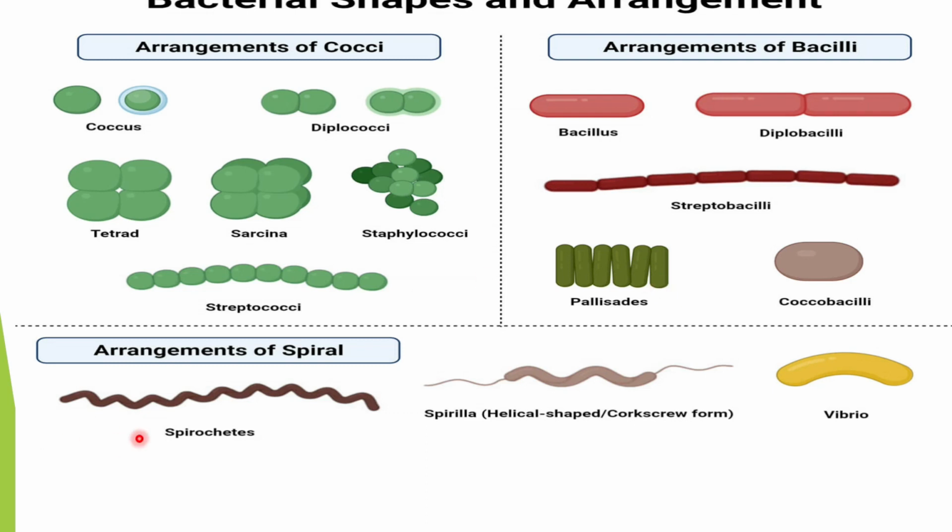Coming to the spirilla, these bacteria are spiral or helical in shape. Based on the thickness, flexibility and motility of the cell, spirilla are again divided into spirochetes and spirillum. Examples for spirochetes are Leptospira and Treponema pallidum.